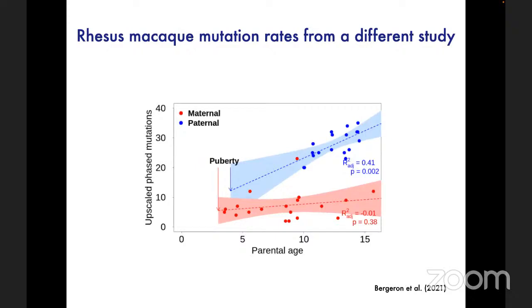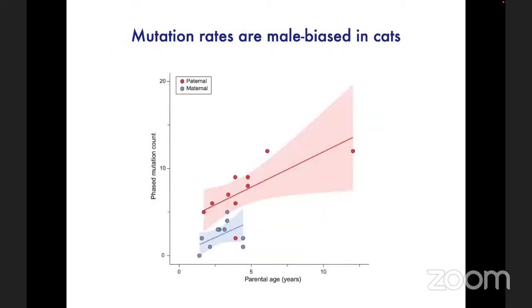It's the same result. In fact, their mutation rate estimate on average is within 2% of our mutation rate estimate. So there's a lot of tricks to the experiments, but you get the same results if you do them right. And you can see, again, extremely male biased. These are our results in cats. Again, extremely male biased. I'm now going to show you an exception.